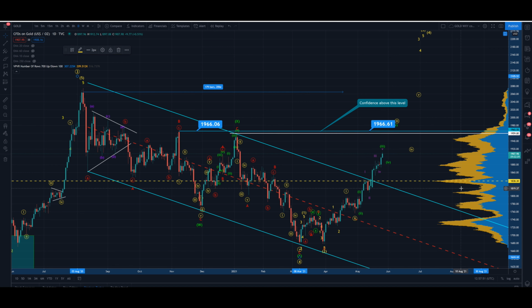Right, for the next few minutes we're going to be looking at gold, and we're going to start with our Elliott wave count and then wrap things up with some basic technical analysis.